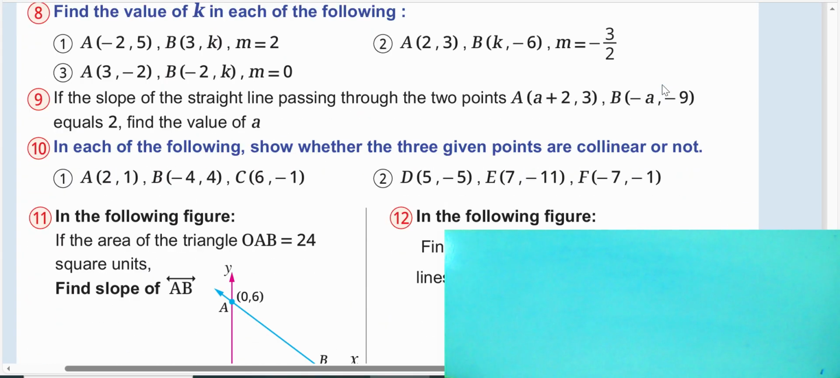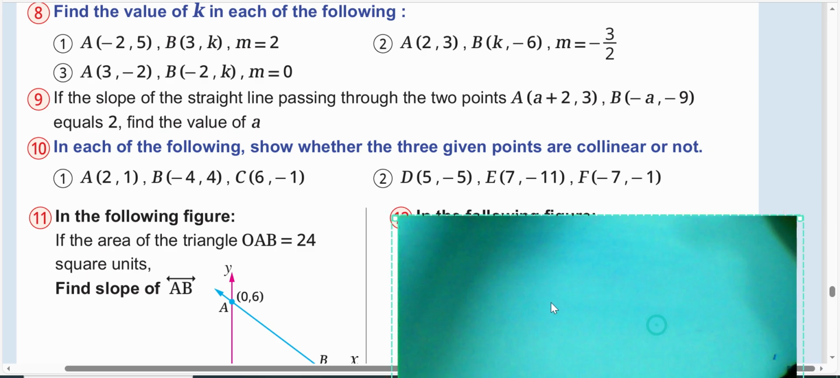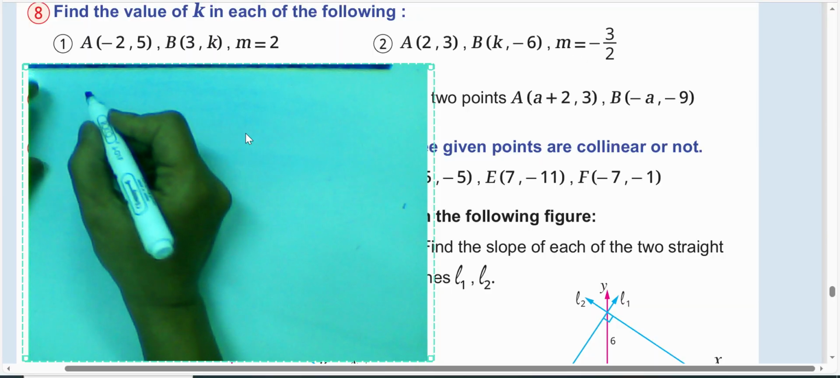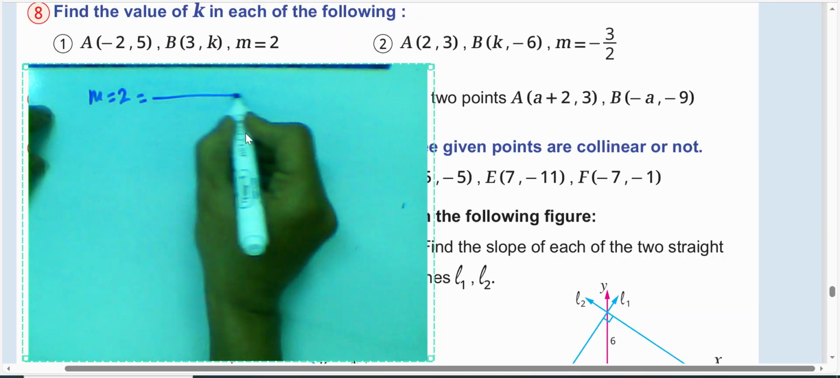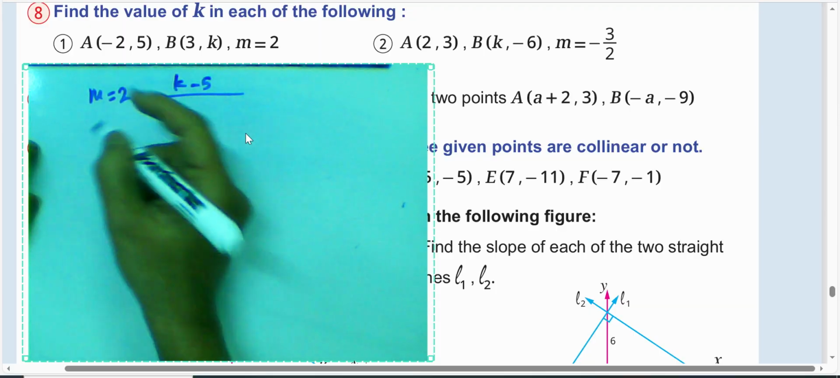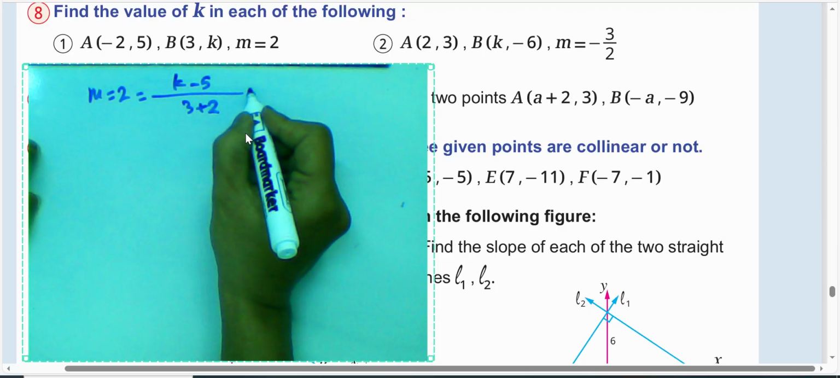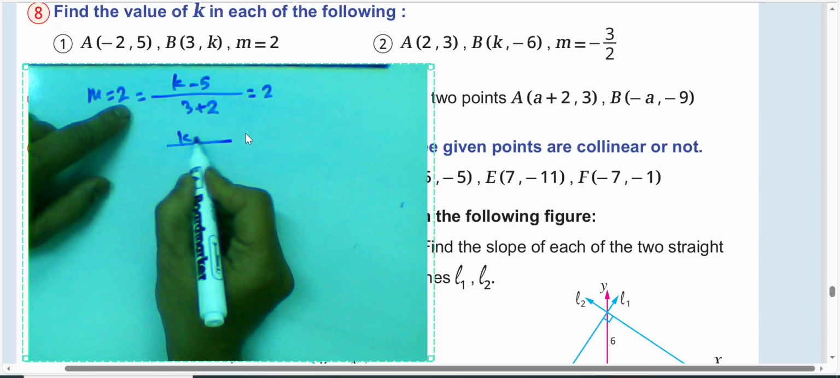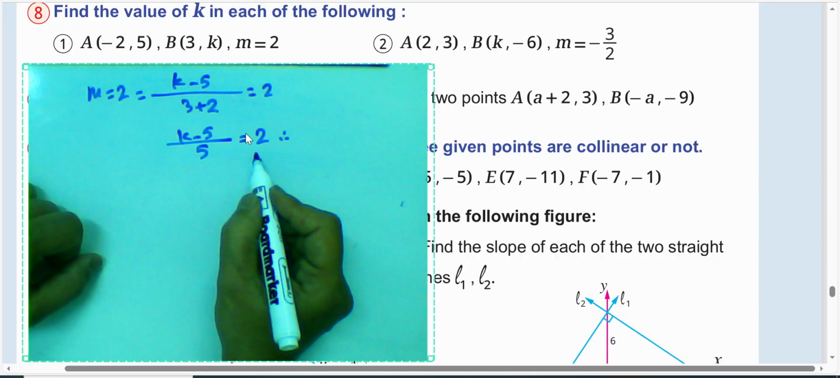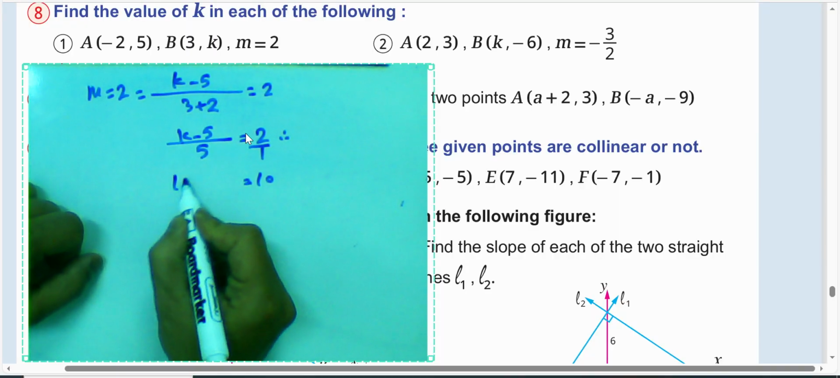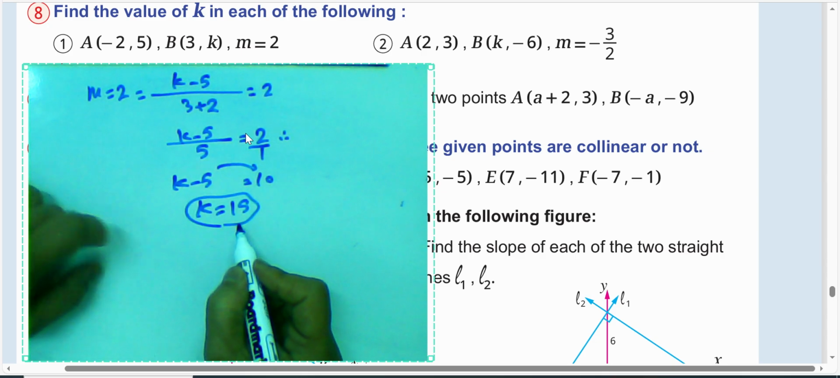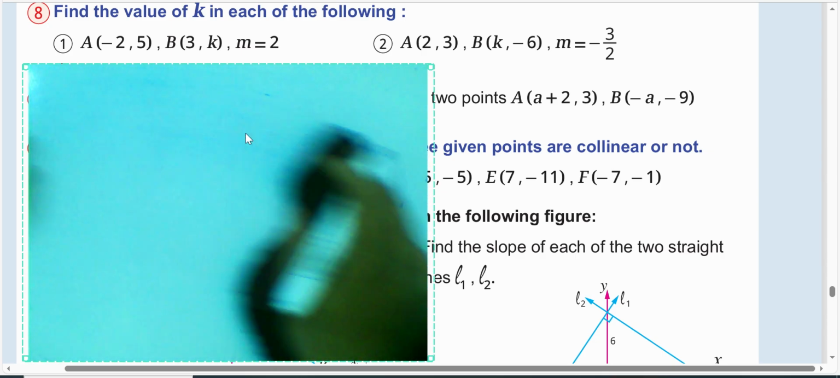Next question. Find the value of k in each of the following. Number 1, if the slope is m, then we know slope equals y2 minus y1. Listen, k minus 5 over 3 plus 2. Then they give me the slope is 2. Then k minus 5 over 5 equals 2. Then the product of extremes equals the product of means. 2 times 5 equals 10, and then we have k minus 5. Then k equals 10 plus 5, which is 15. The value of k here will be 15. Okay, this is question number 1.